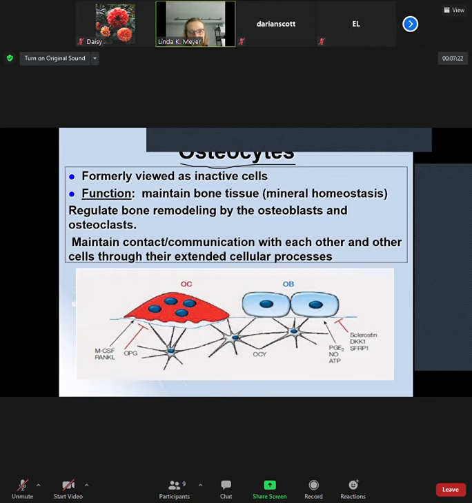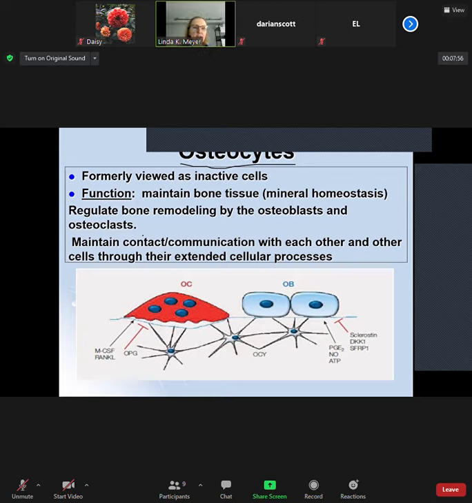So this is just a diagrammatic representation of those cells, and they send out specific messages that stimulate osteoblasts, and at other times they send out messages to osteoclasts. So they're not just, as they used to be called, retired osteoblasts that were just trapped in the tissue. They really have an important function in the homeostatic balance of bone.